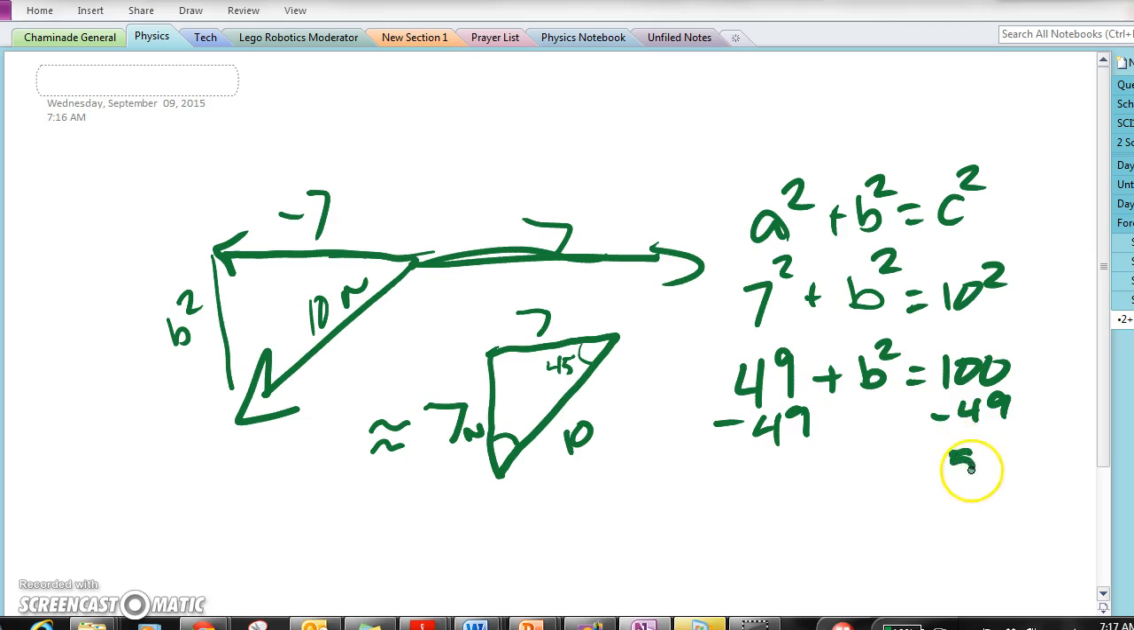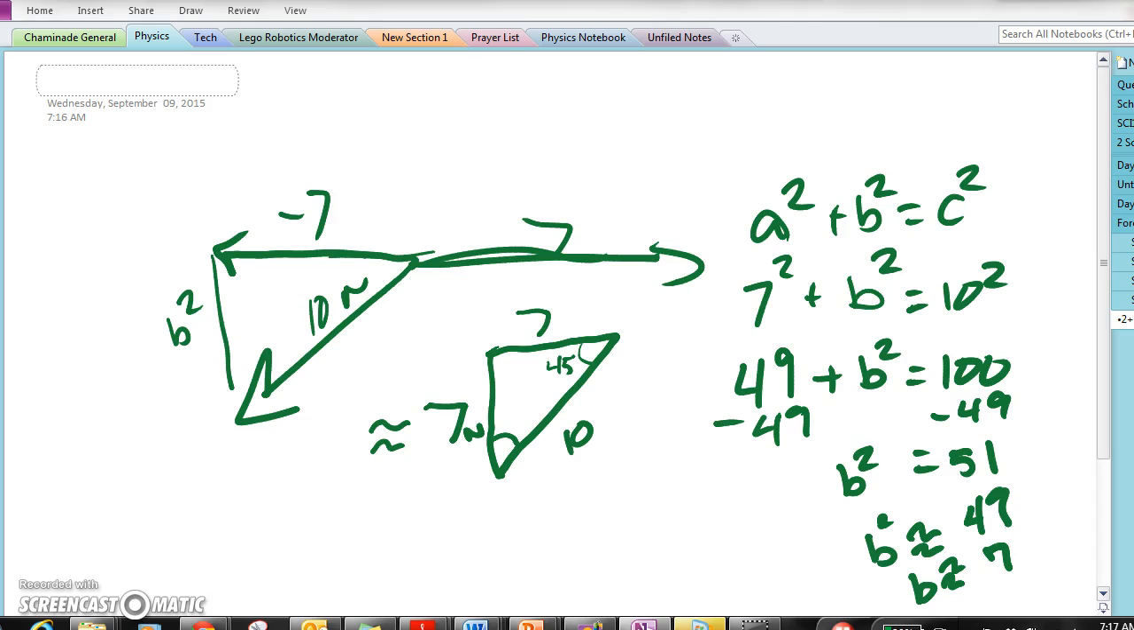This gets us to 51 equals b squared. And then if we think about it, that's fairly close to 49. So b squared is approximately 49, making this easier to do. B is approximately 7. So when you work out the math, it works that way too.